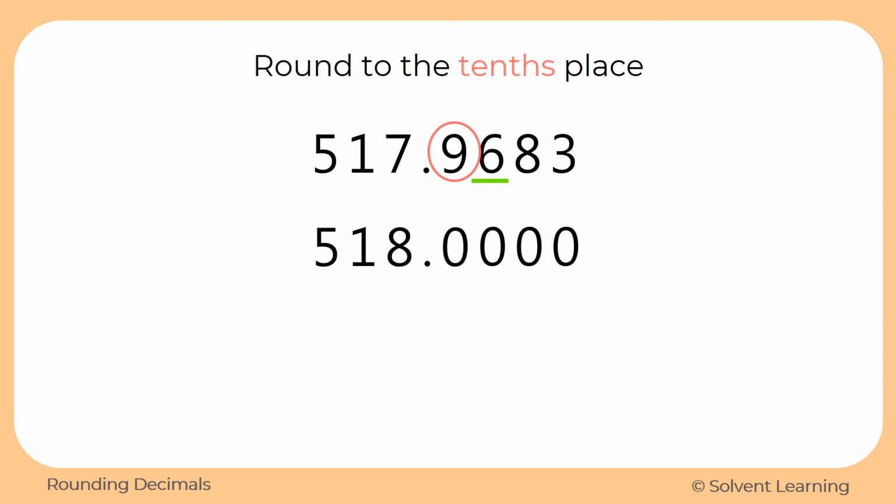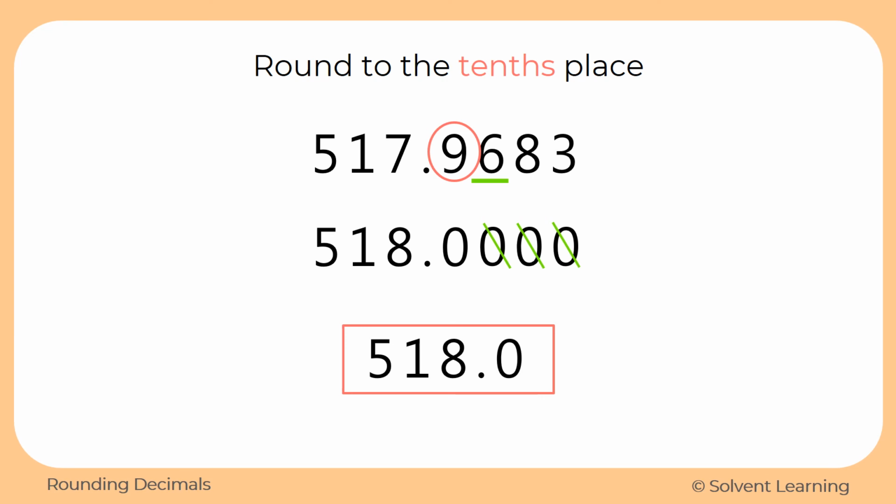But remember, since we need to round this number to the tenths place, we need to still have a digit left in the tenths place position. So we still need to keep the 0 that's in the tenths place, but we can knock off the other zeros after that. So now our answer is 518.0. And yes, this is technically a whole number, 518, but because they asked us to round to the tenths place, we need to make sure that our last digit is in the tenths place. So that's why we have to keep that 0 at the end there.